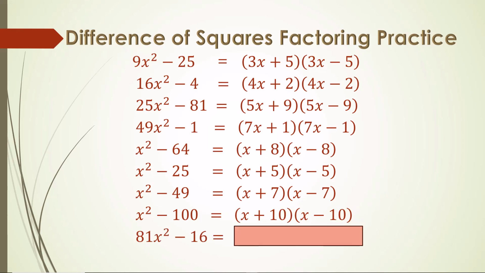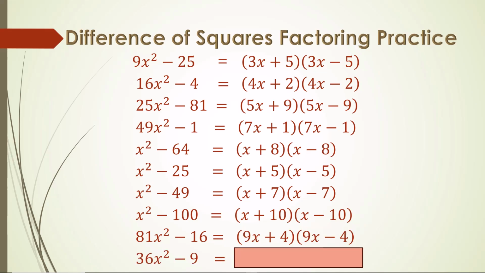81x squared minus 16. Square root of 81x squared is 9x. Square root of 16 is 4. The pattern is 9x plus 4, 9x minus 4. And finally, 36x squared minus 9, where the square roots are 6x and 3. Final pattern, 6x plus 3, 6x minus 3. And now you know how to factor the difference of squares pattern.